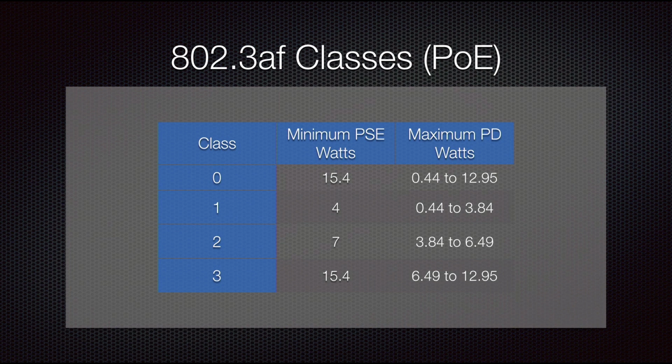What kind of class are you? The bird dog sends back a message to the switch saying, I'm class 2, and therefore the switch starts sending 7 watts out to the bird dog. If you plug in something else, it might say, oh okay, I'm class 3, or if it's unknown or undefined, it sends out class 0, which is 15.4 watts.